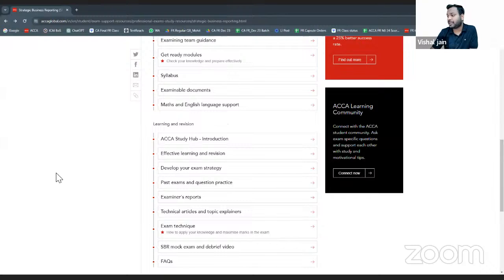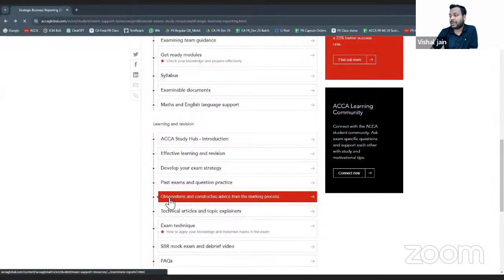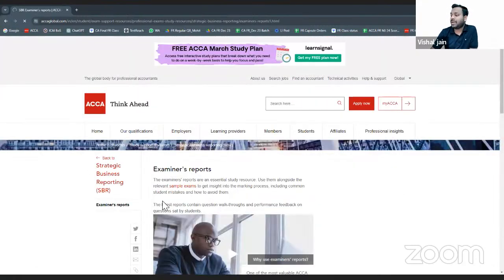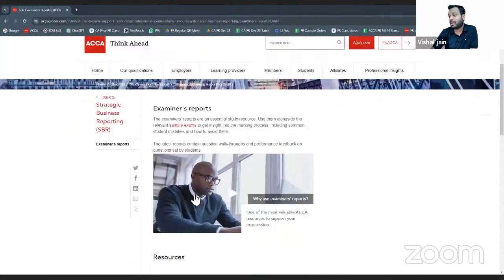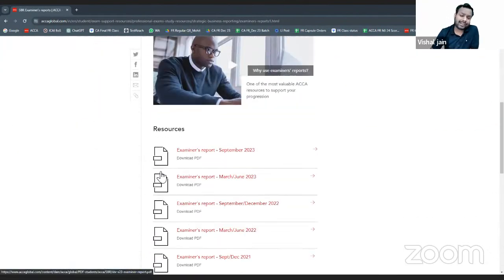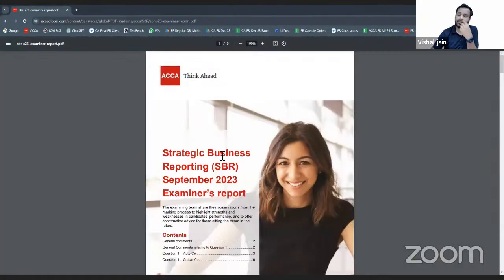Now moving on to the next point, ACCA examiner reports. Now, how are ACCA examiner reports helpful? Let me show it to you. What are examiner reports? Examiner reports are, you can say, the ACCA examining team who evaluates your paper wants to talk to you, and this examiner report is the mode of talk.